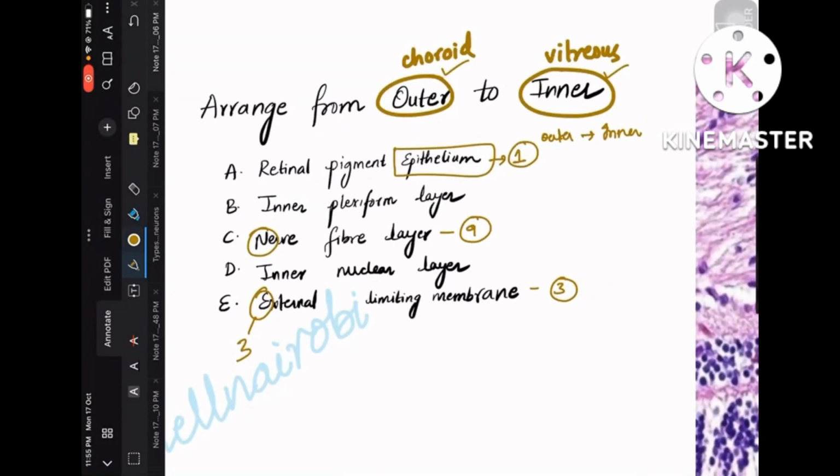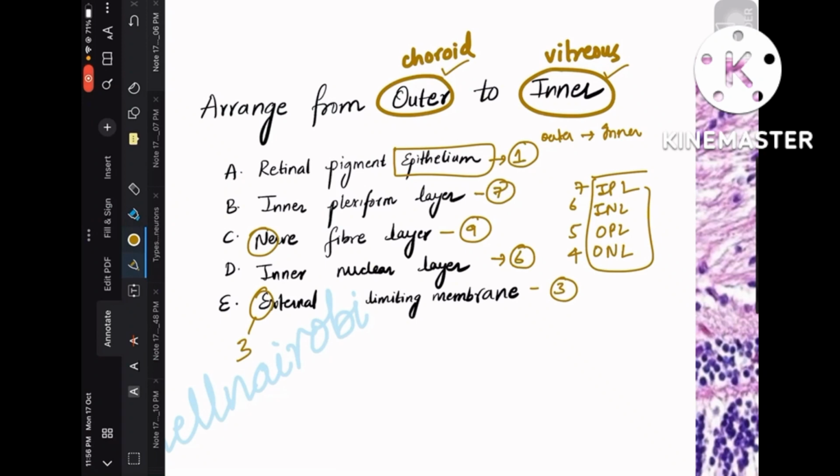And now when we are confused between inner plexiform, inner nuclear and outer nuclear, just in the exam, remember that it starts with outer nuclear, then outer plexiform, inner nuclear and inner plexiform. So we have numbered from 4, these 4 ones, right? 5, 6 and 7. So inner plexiform is 7 and inner nuclear layer is 6.